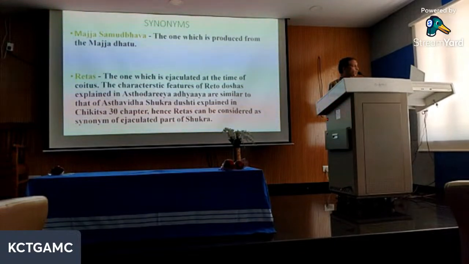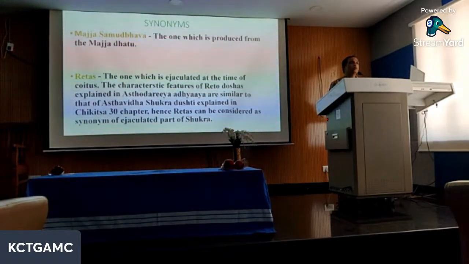Majja Samudbhava is one of the synonyms of Shukra. It means the totipotent stem cells of bone marrow will give rise to Shukra. In the current scenario, when I was an undergraduate scholar, we used to be asked in viva how bone marrow can give rise to spermatozoa. We did not have answers, and in front of the examiner we would all bow down our heads. But now we have the answer that Majja can give rise to spermatozoa. The totipotent or stem cells of bone marrow can manufacture spermatozoa.